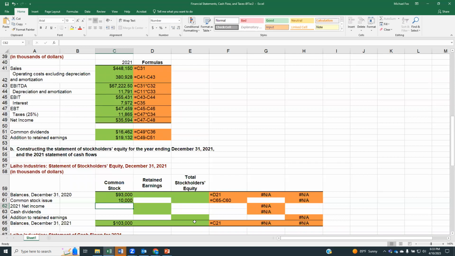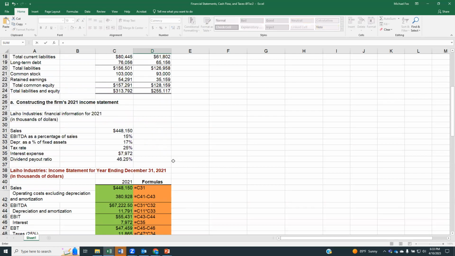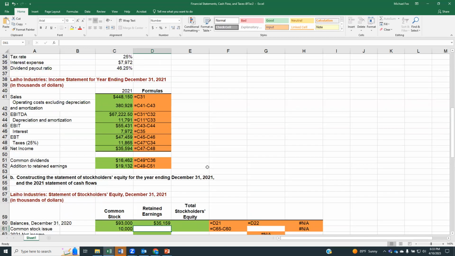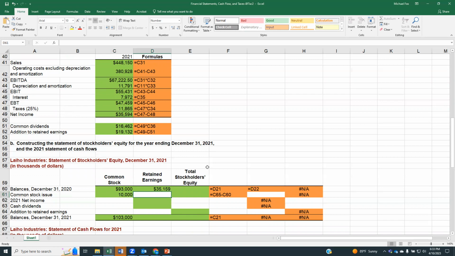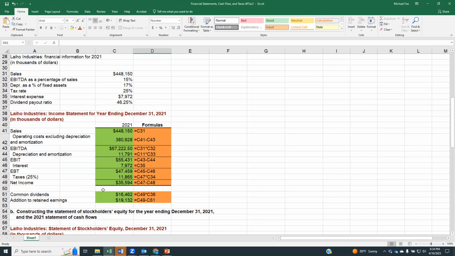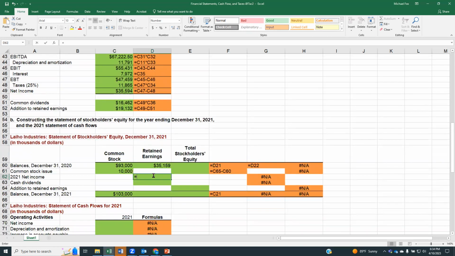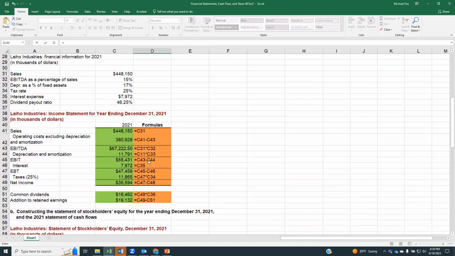Okay, retained earnings. I'm going to do the same thing. I'm going to hit equals. I'm going to go up to 2020 and choose the amount of retained earnings. That would be my beginning retained earnings. And then our net income for 2021, we just calculated right here. Remember on our income statement, I'll say equals and then go click on my net income.